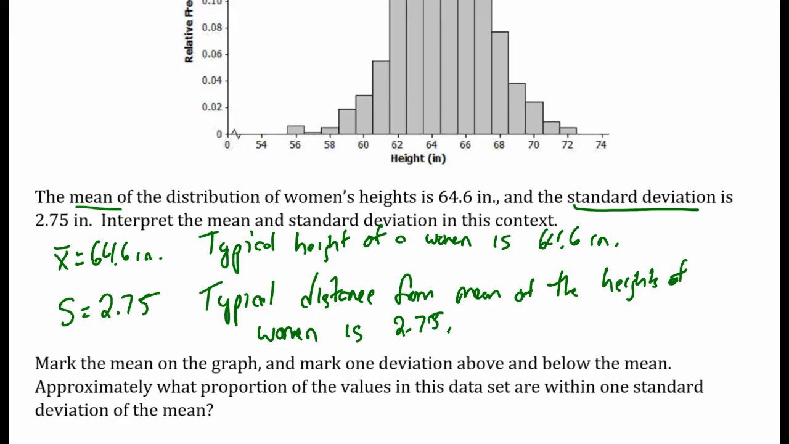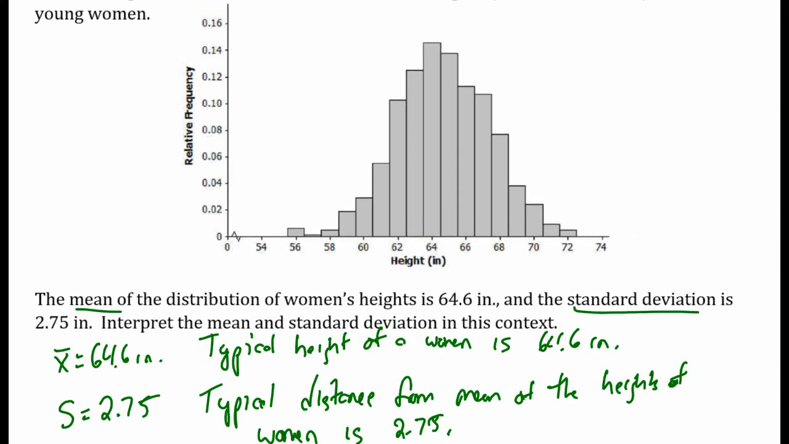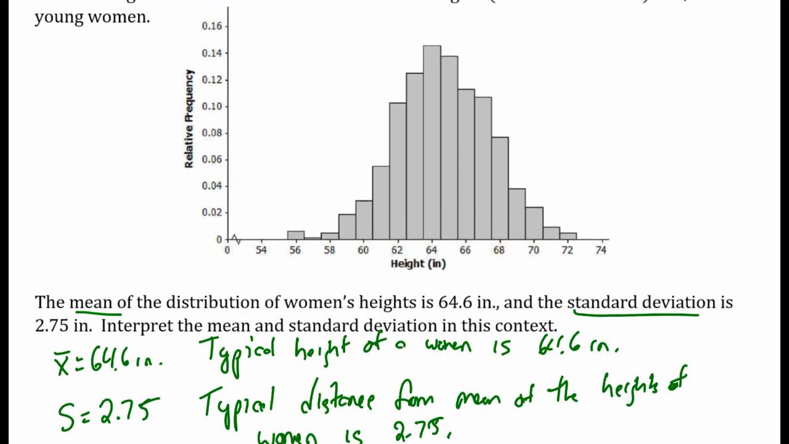Mark the mean on the graph and mark one standard deviation above and below the mean. Approximately what proportion of the values of this data are within one standard deviation? So I need to mark 64.6. So I'll call that 64.6. We'll call that right here. That's my mean. That's my x bar in green.